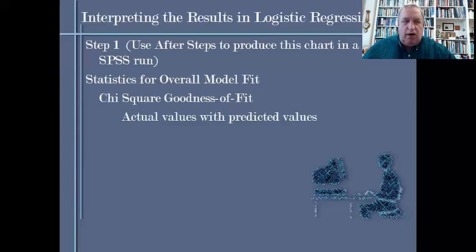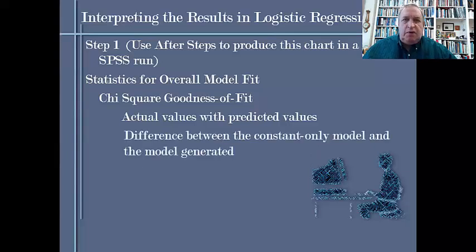Remember, in chi-square, we did the observed with the expected. Here we have actual, which were the observed, and predicted, which are expected. And it's the difference between the constant-only model and the model that is generated. And we're looking for significance of the model.